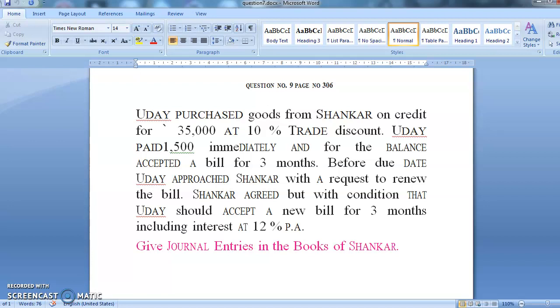Uday purchased goods from Shankar on credit for rupees 35,000 at 10% trade discount. Uday paid 1,500 immediately and for balance he accepted the bill for rupees 3,000. Again, Uday purchased. So Shankar has sold the goods.